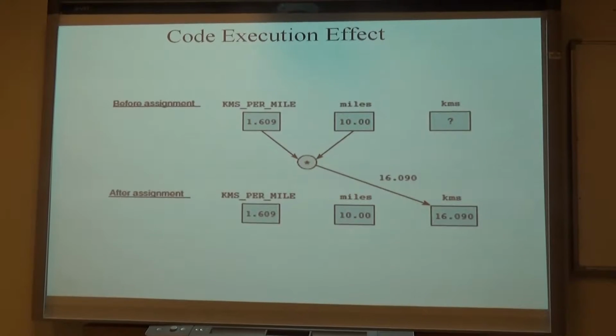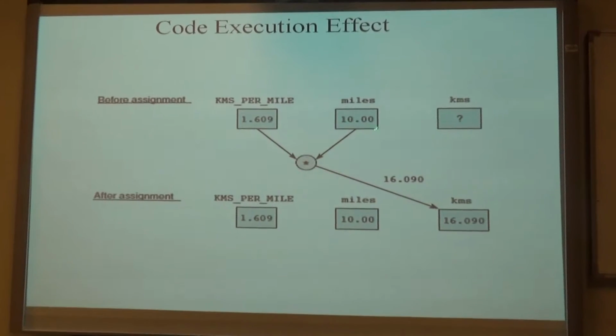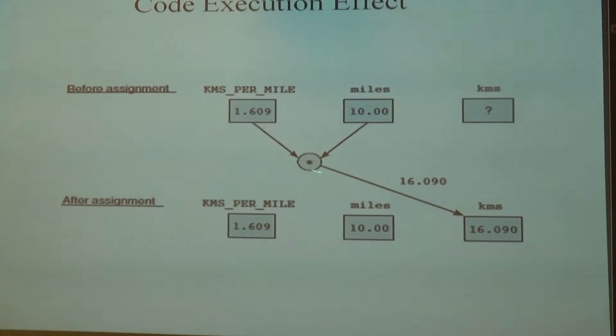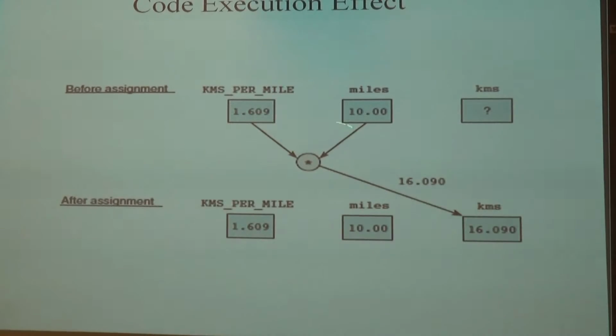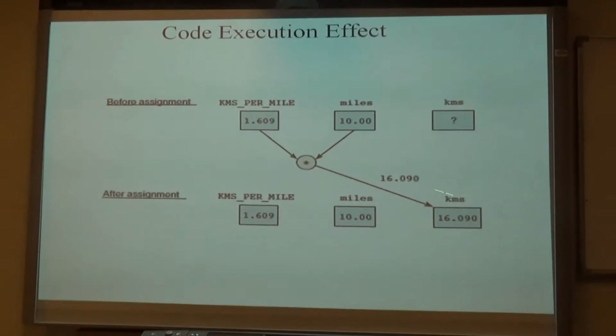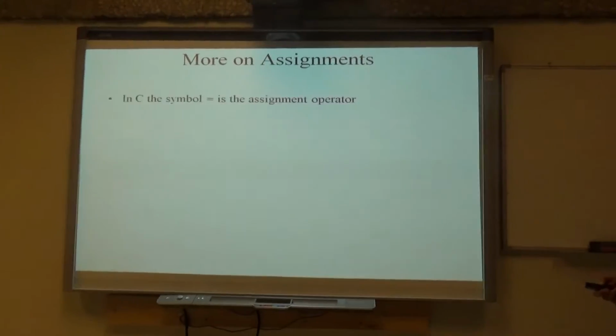If you look at the code execution, what's happening? We have a constant defined through the preprocessor command define. We have read a variable from the user and stored it in miles. These two variables got fetched by the computer and multiplied. The result of this multiplication got stored in the variable KMS. At the beginning, the value of KMS was undefined or unknown. You could not know the content of that place in memory. After the assignment, it became 16.09.